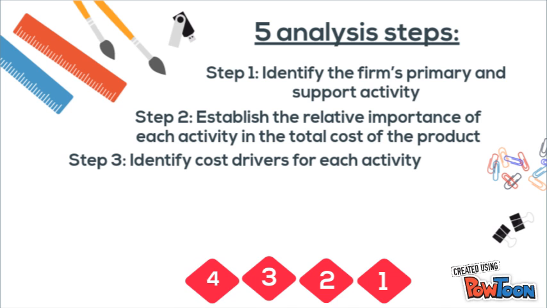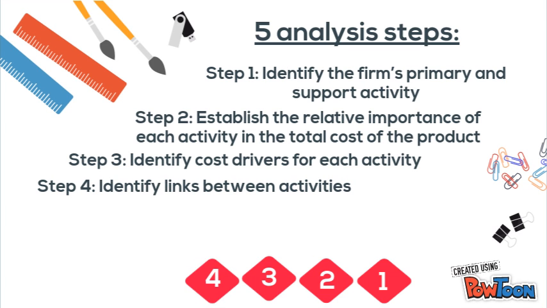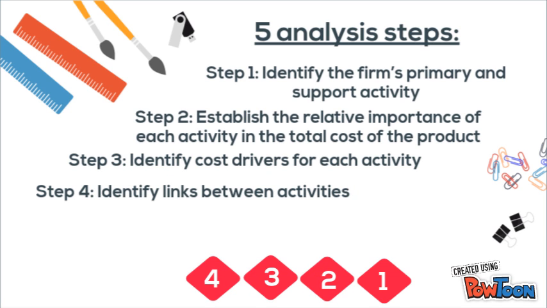Step 4. Identify links between activities. Cost reduction in one activity may lead to cost reduction in subsequent activities. For example, fewer components in the product design may lead to fewer faulty parts and lower service costs. But sometimes, cost reduction in one activity also can lead to higher costs of another activity.